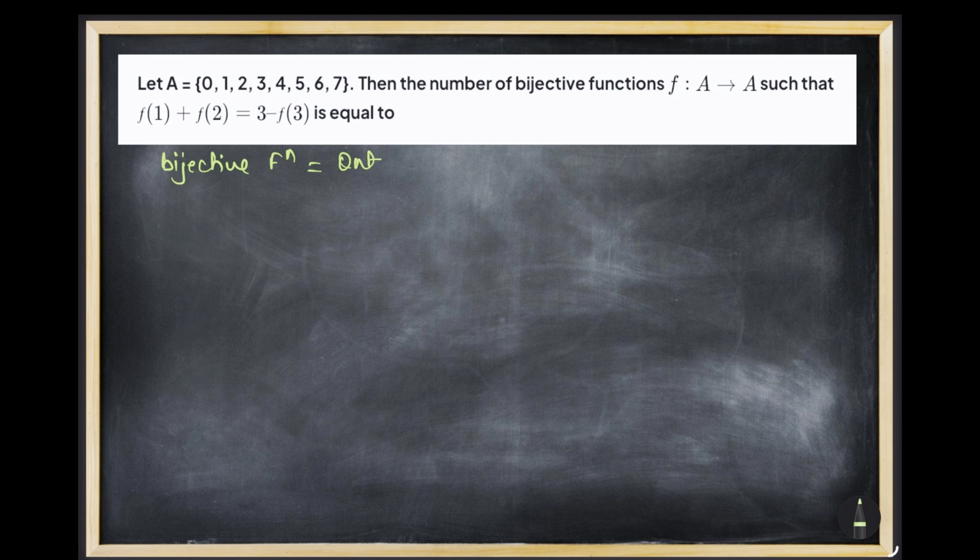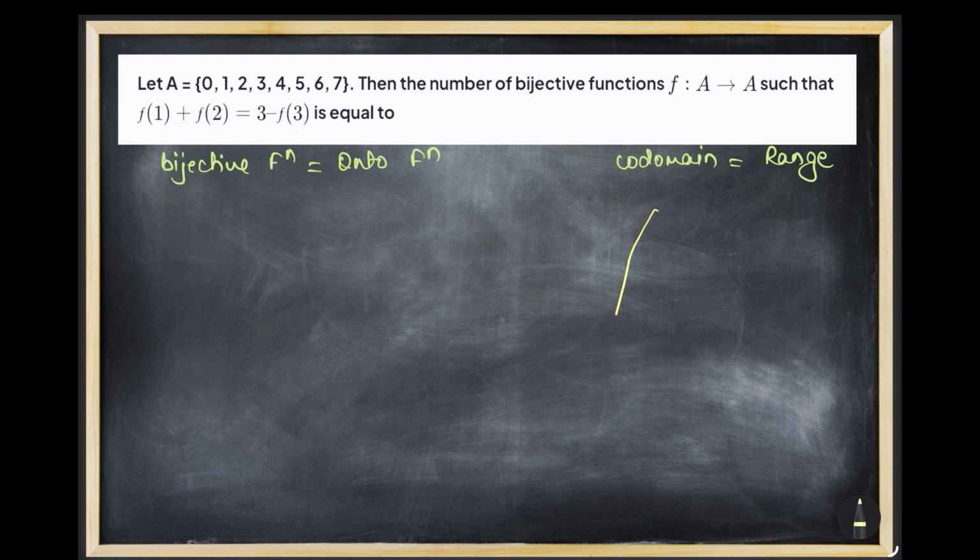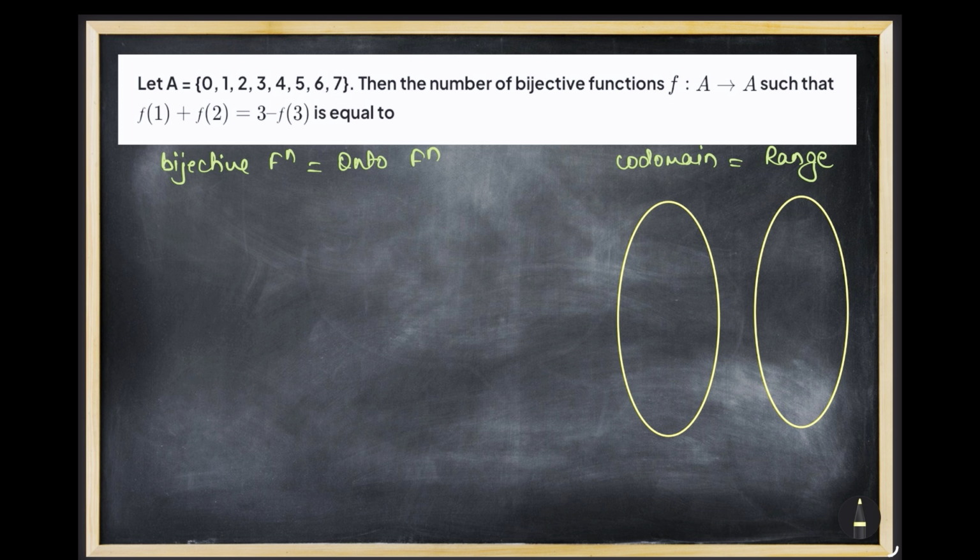Bijective function means onto function, and onto function means codomain equal to range. Okay, and you have two sets, that is A and A. You have to talk about A and A only. So suppose that it is 0 1 2 3 4 5 6 7, and 0 1 2 3 4 5 6 7. Okay, so you have to make a bijective function.